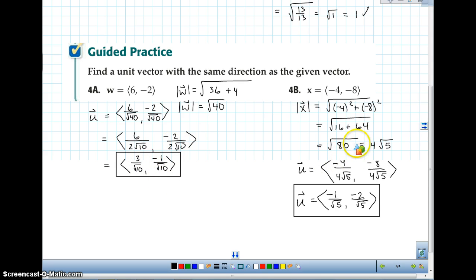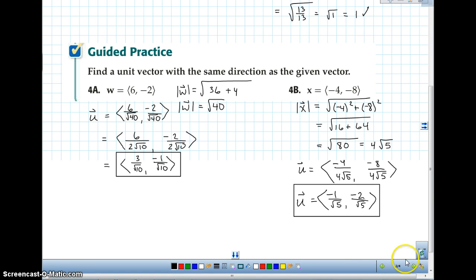Same thing for 4b. You should get that your magnitude is square root of 80 or 4 square roots of 5. Divide both of your components by the simplified radical. You get negative 1 over root 5, comma, negative 2 over root 5. Remember, if you want to check any of these, you can just take the magnitude and it should equal 1.